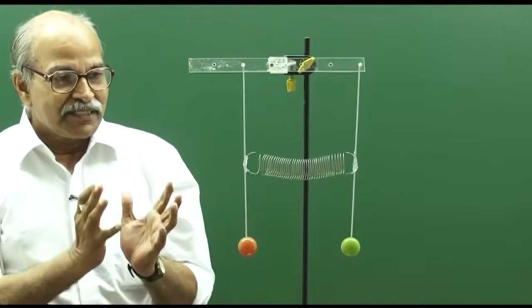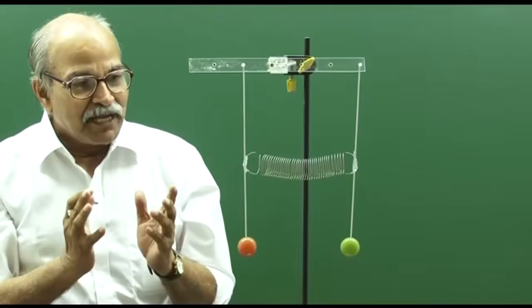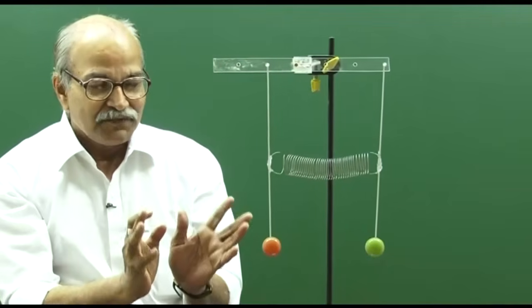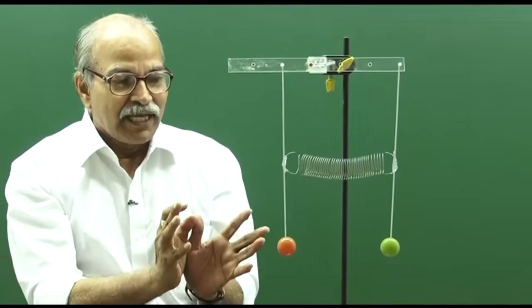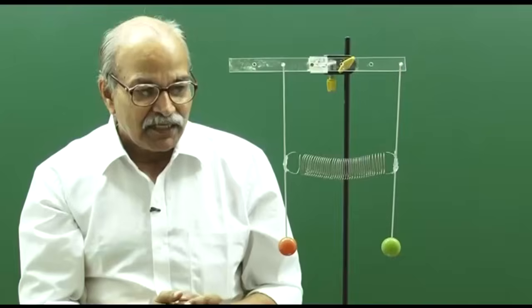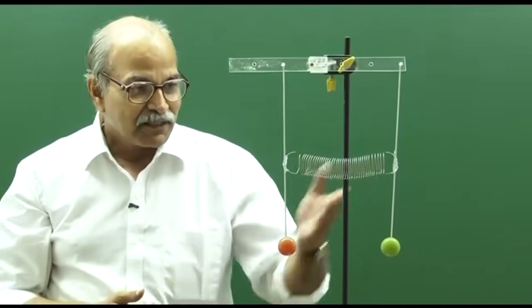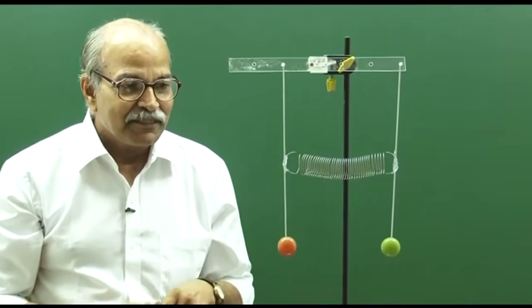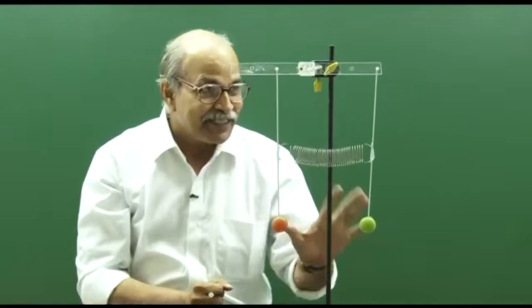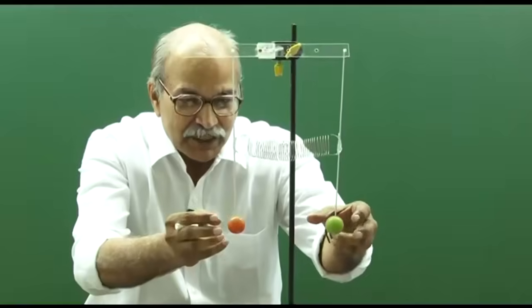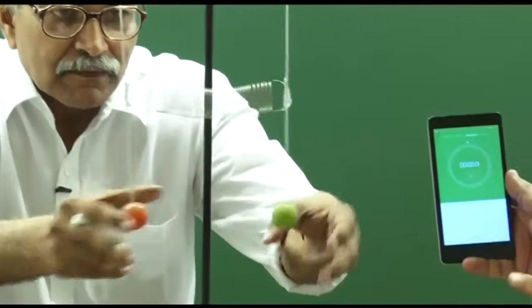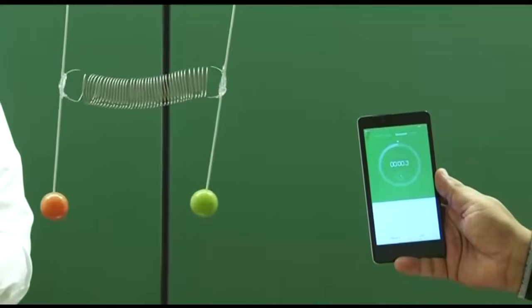Now, this vibrating system can be vibrated in several manners. One is the simplest, and I will be doing it now. I will oscillate it, and I will ask Anurag ji to measure the time for 10 oscillations, and then we will get the time period. Ready? Okay. So, I am starting the oscillations. Start.